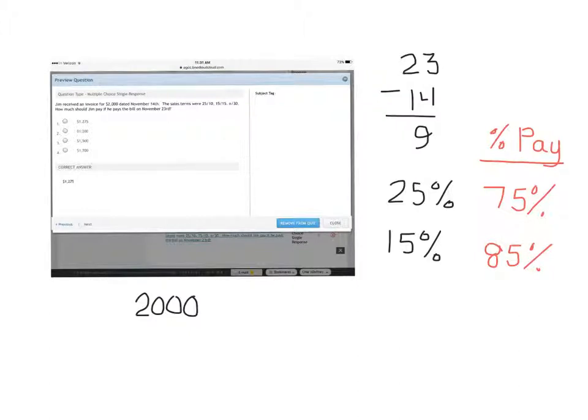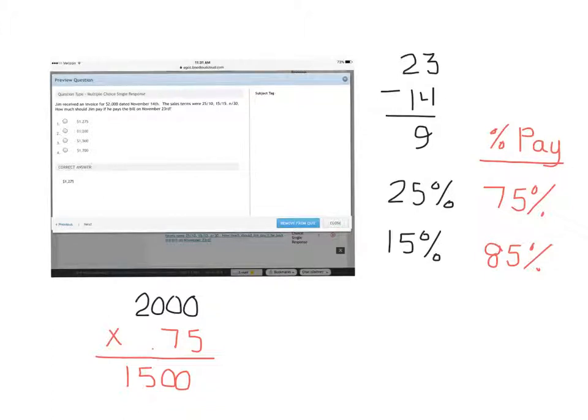So we're going to take that $2,000 bill and we're going to multiply it by 75%, which of course is 0.75. So we see that the amount of the invoice now, after receiving the first discount of 25%, is $1,500.